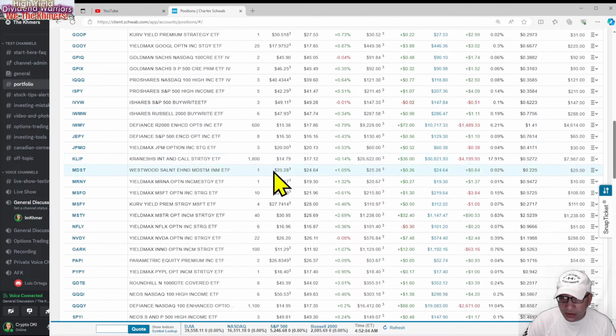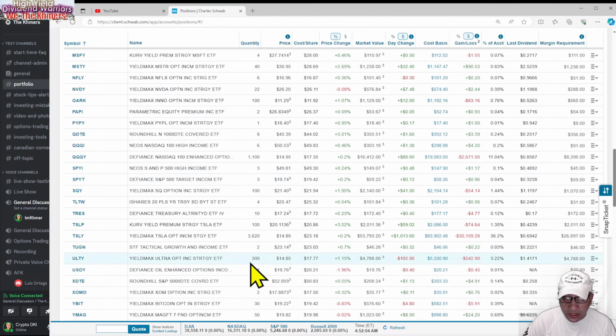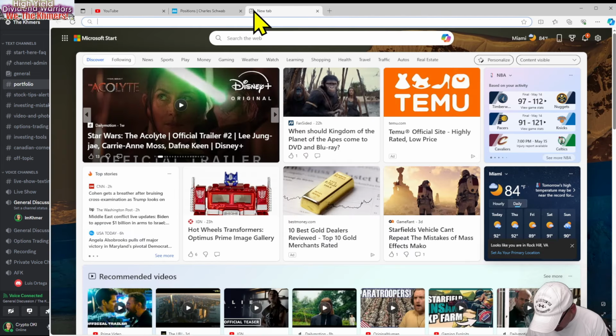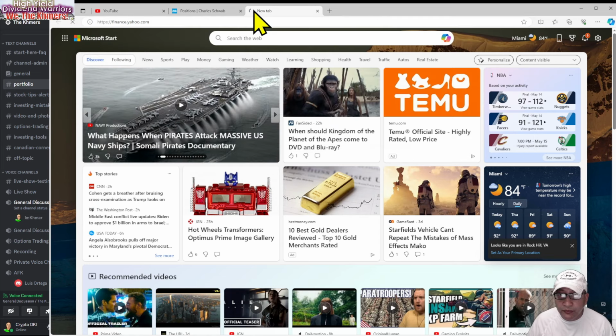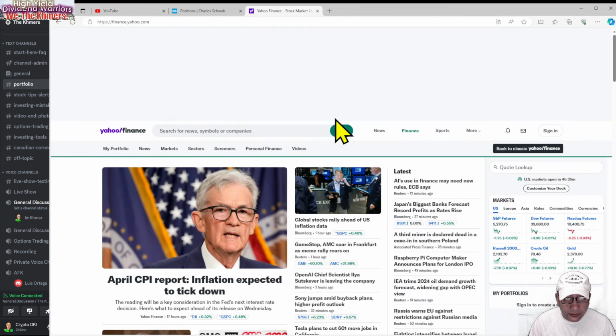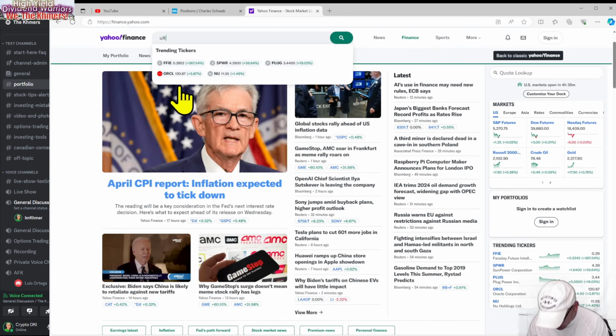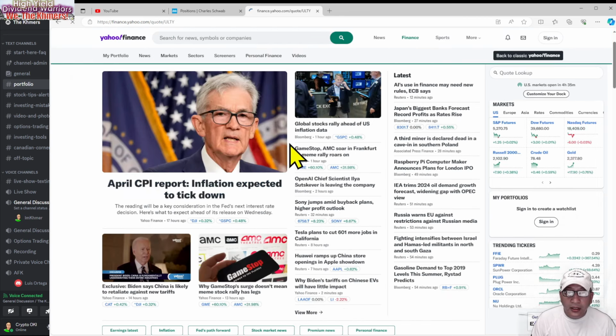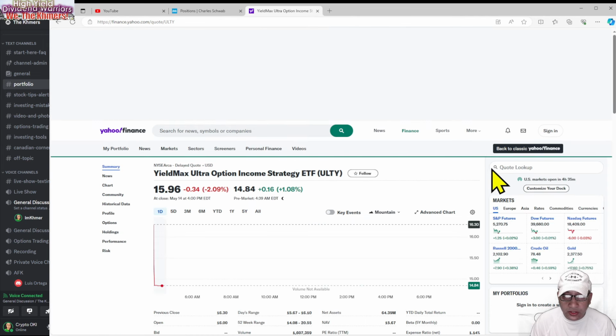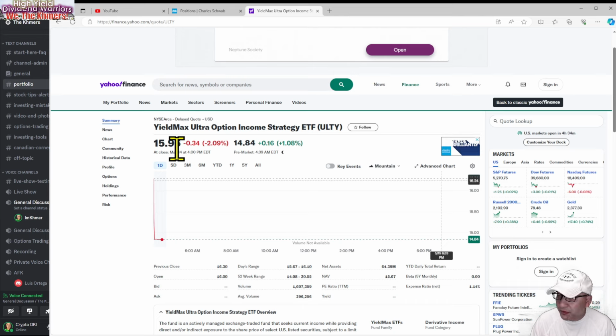All right, so here's ULTY. The new price is $14.85. Yeah, so it dropped from the closing price. Let's look at the closing price. Let's go to Yahoo real quick and type in ULTY. All right, so here's Yahoo ULTY. Closing price was $15.96, and the pre-market price is $14.84. So it dropped from this price right here, because it's $15.96.